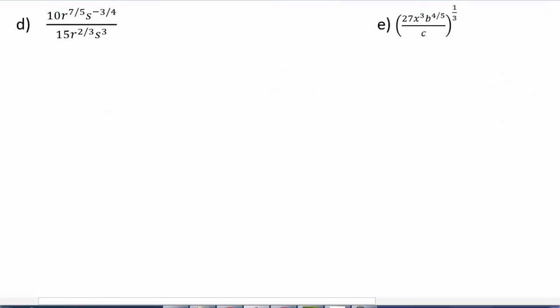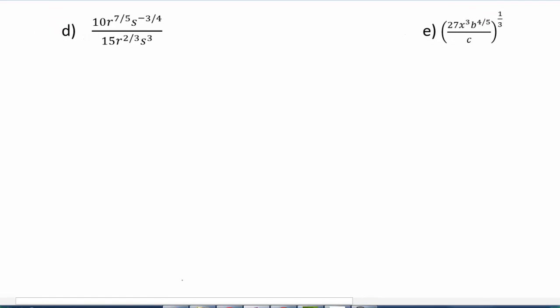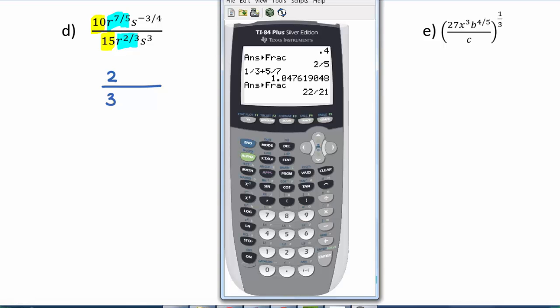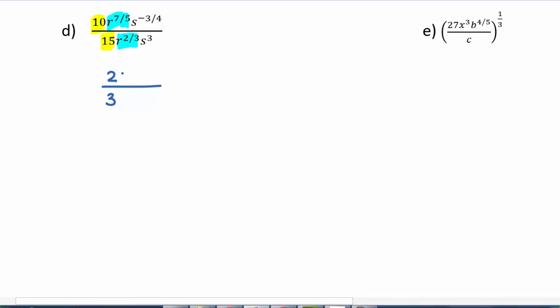All right, part D. So when we have problems where there's more going on, we just want to take it one step at a time. So first let's do 10 divided by 15. Okay, 10 divided by 15 is 2/3. Okay. Then let's move to the r's. Okay, so I have 7/5 and 2/3. I first need to figure out which one's bigger. I already know the answer to this. 7 over 5 is more than 1, right? And 2/3 is 0.66. So 7/5 is bigger than 2/3. So my r's are going to hang out on top.